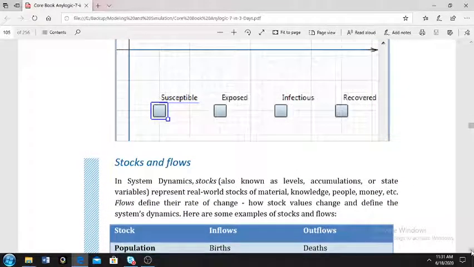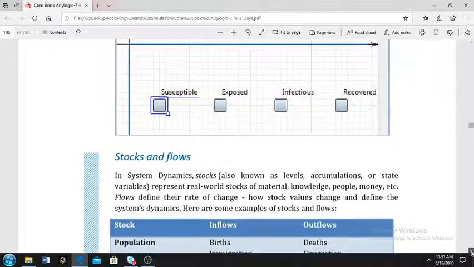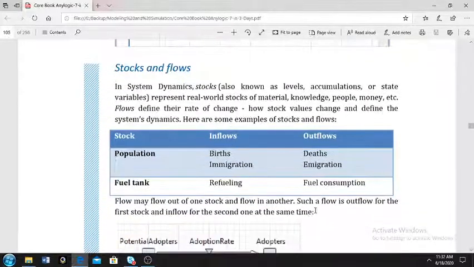We have our four stocks. We have susceptible people accumulating, exposed accumulating, infectious accumulating, recovered accumulating. So that is why we call them stocks. Now, this is a notion of stock and flow.